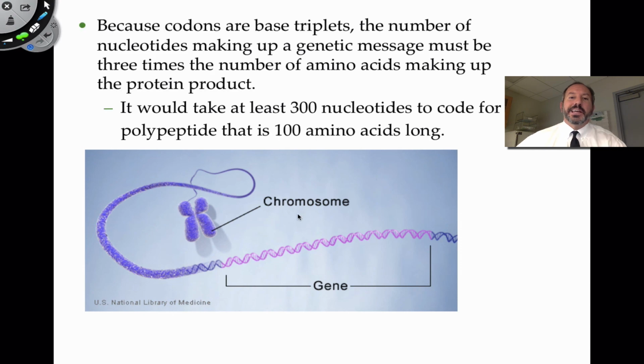And so if you think about it, if there's 3 nitrogen bases for every 1 amino acid in a polypeptide, it'll take 3 times the amount of nitrogen bases for the amount of amino acids. So it would take at least 300 nucleotides to make a polypeptide that was 100 amino acids in length. And if you follow that, then that means that you're understanding the point of the video. And so genes are then transcribed into messenger RNA and then translated into proteins.